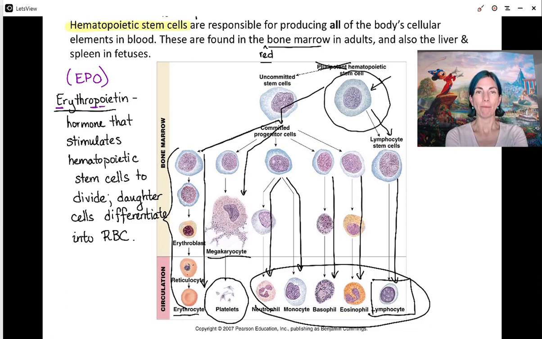So think about what would happen if I injected a bunch of EPO into my body. What is that going to do? Right, it's going to trigger my hematopoietic stem cells to create a bunch of daughter cells, and then they're going to differentiate into red blood cells, and now red blood cells are going to get dumped into my circulation, and they're going to basically run around, and I'm going to have an abnormally elevated number of red blood cells. Well, what is the major function of a red blood cell? Well, the major function of a red blood cell is to transport oxygen. So what's that going to do?